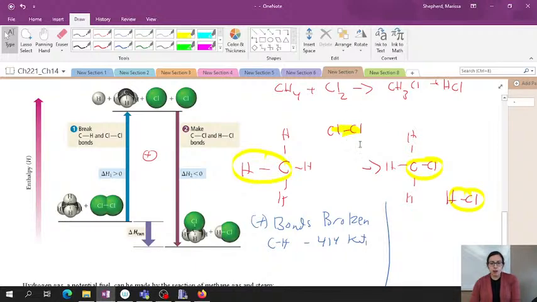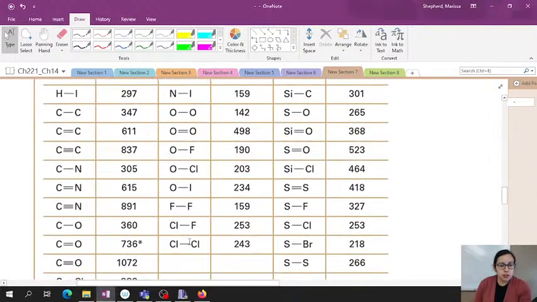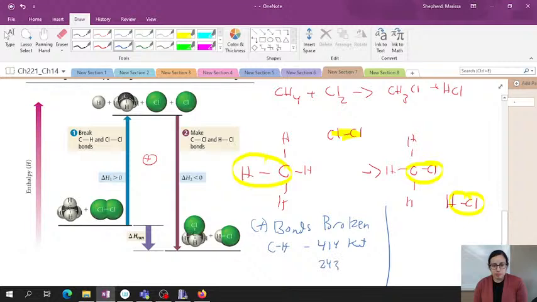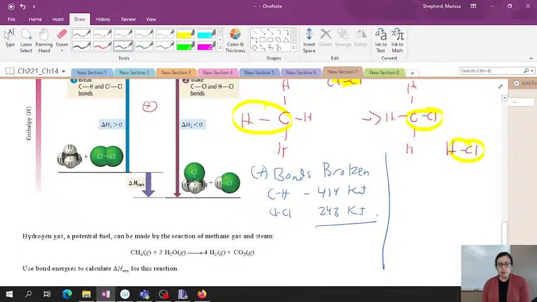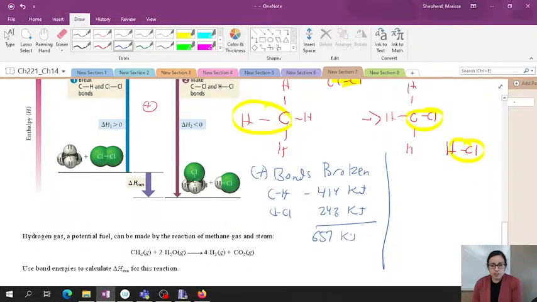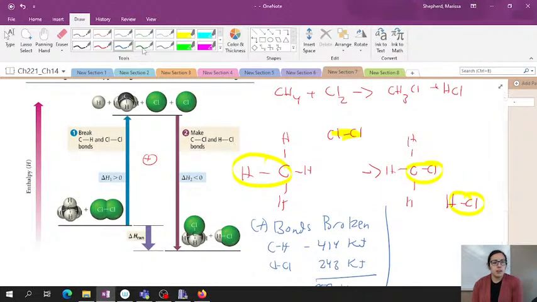And then we have to break our chlorine-chlorine bond. So looking at our chart, where's chlorine? Chlorine is 243. So now this is the total energy that went in. And so now let's see, how much energy did we get out, though? We formed, and again, forming is now negative. You're getting energy back.